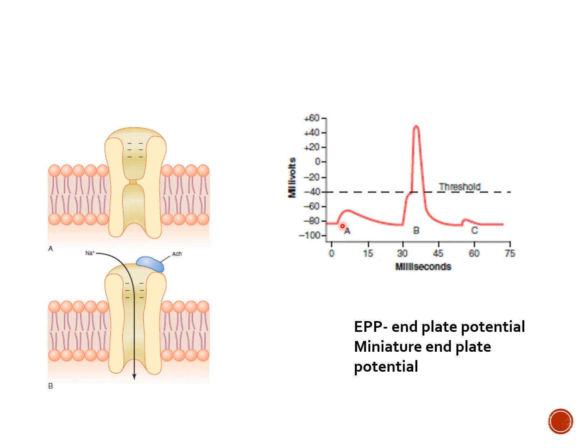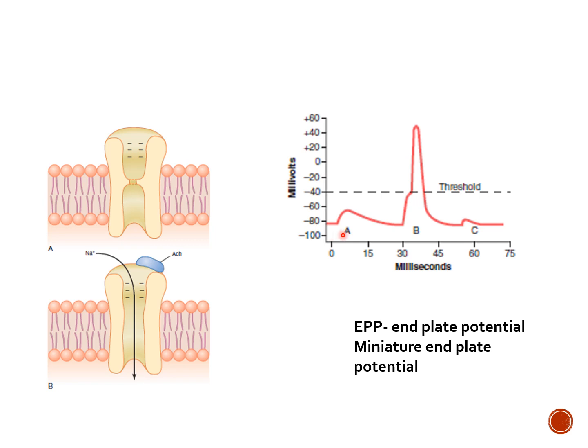I told you, A is the end plate potential, B is the action potential, and C is the miniature end plate potential. Here you can see the resting membrane potential of skeletal muscle is minus 80 to minus 90 millivolts. So here you can see minus 90 millivolts, that is the resting membrane potential of skeletal muscle.